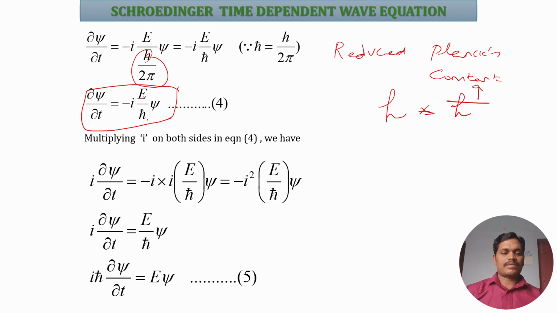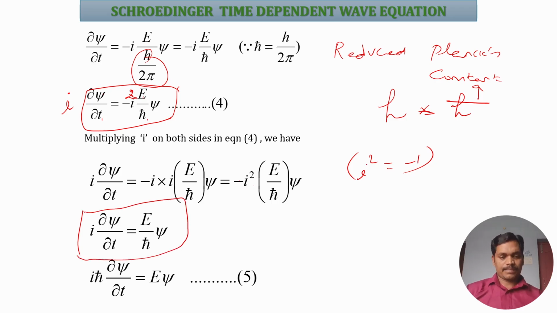In this equation, for the sake of simplification, multiply by i on both sides so that you have i ∂ψ/∂t = -i·i, so that we have i², into E/ħ into ψ. As we all know, i² is -1, and we already have a minus, so minus into minus is plus. So i ∂ψ/∂t = E/ħ ψ.